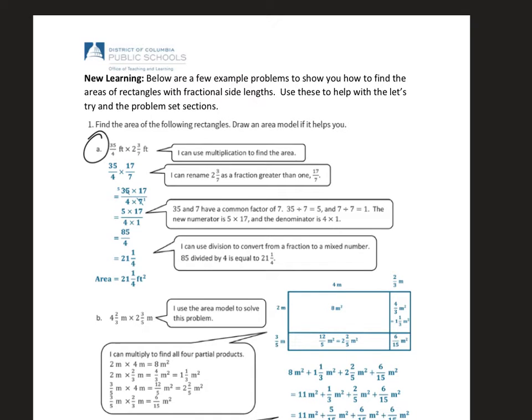So they just went ahead and converted 2 3/7 into a fraction greater than 1. And then they just multiplied using the simplifying strategy. So that's really all they did there. And then for their final answer, they put it back into a mixed number.